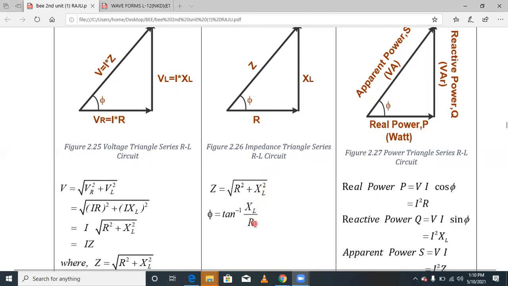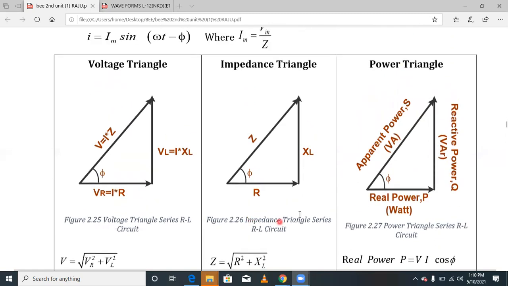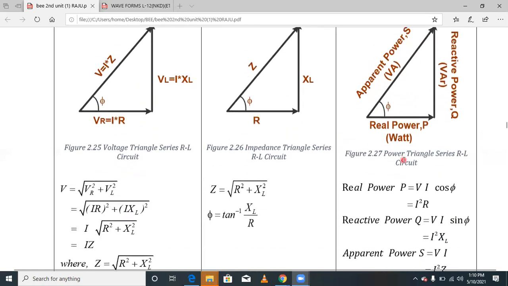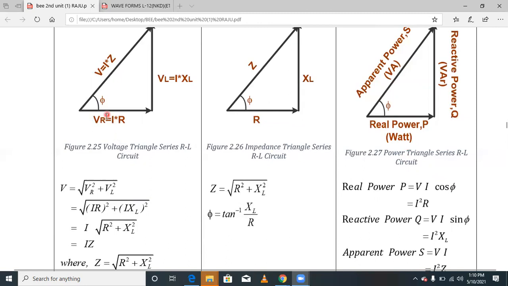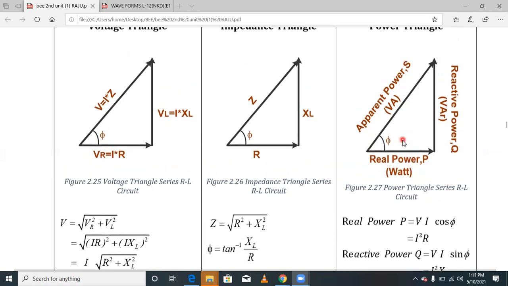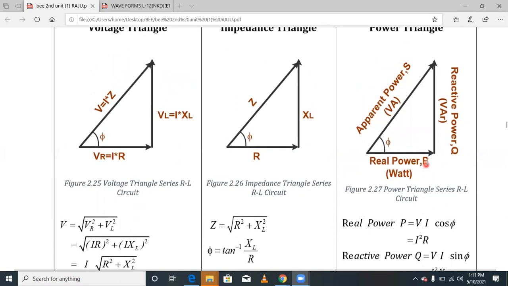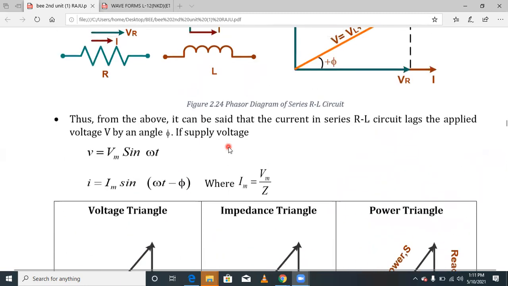Phi is equal to the inverse of XL by R. This is for the impedance triangle. Then the power triangle. So real power: the power consumed by the resistance is called real power, in watts. And reactive power is there because of the inductor.